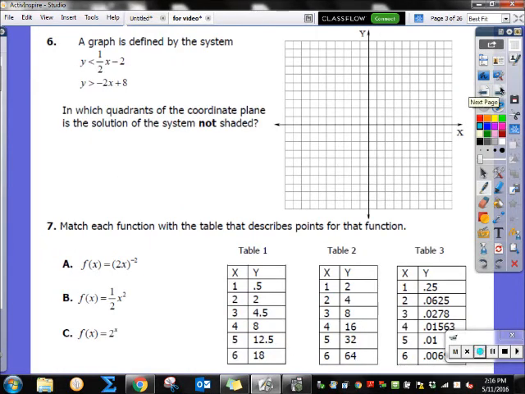On number 6, it shows us a system of inequalities, and asks in which quadrants of the coordinate plane is the solution not shaded. So in this case, we need to graph both of these. They're both in y equals mx plus b, which is nice. So if we start with the first one, we start at -2 on the y-axis, and the slope is 1/2. So we go up 1, right 2.